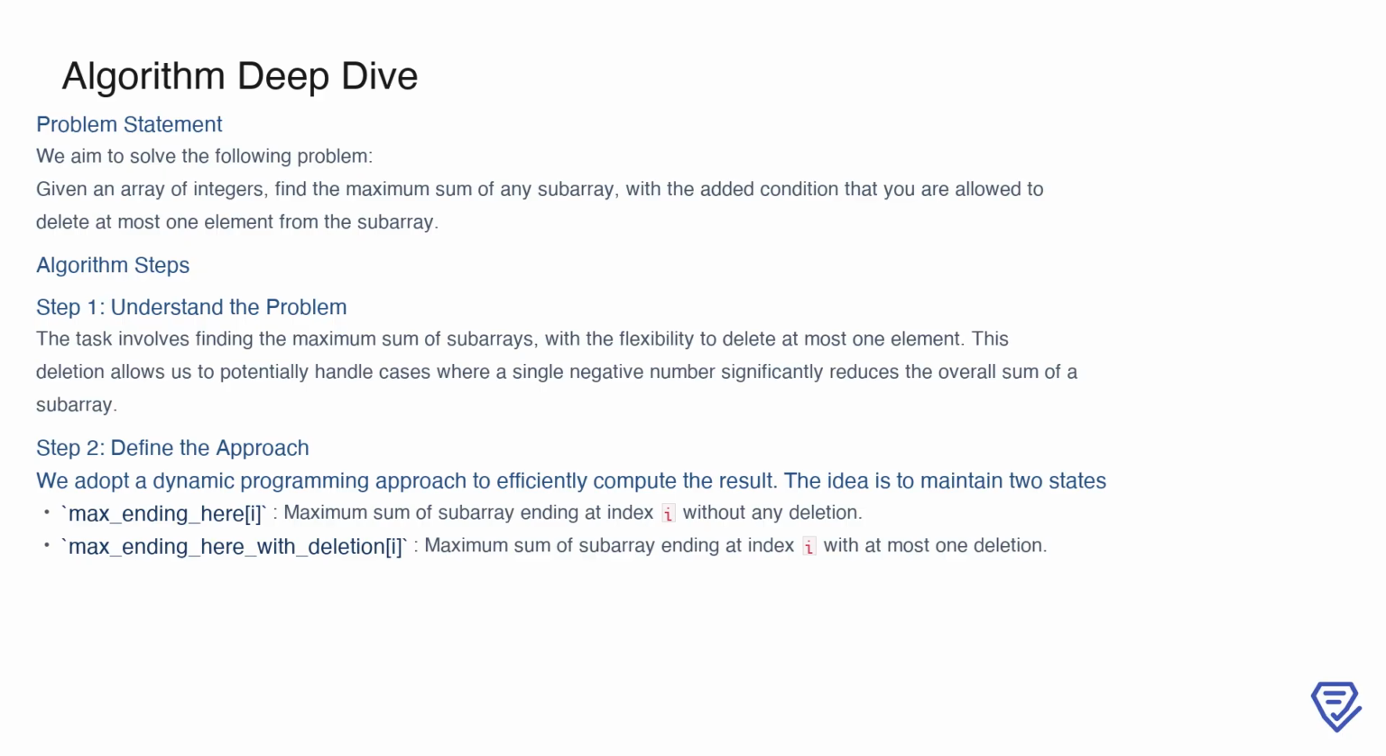To solve this, we use a dynamic programming approach, where we maintain two key states for each index in the array. The first state, max_ending_here[i], represents the maximum subarray sum ending at index i without any deletions. The second state, max_ending_here_with_deletion[i], accounts for the case where we are allowed to delete at most one element. Together, these states help us efficiently calculate the maximum subarray sum while considering the deletion condition.